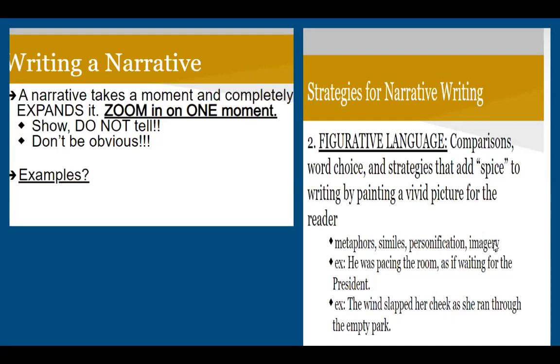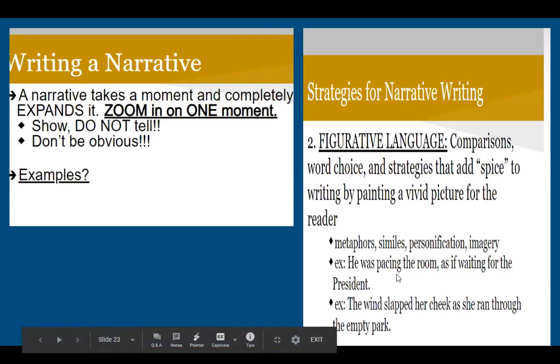And imagery, I've already explained to you that there are 5 sensory perceptions, images through our nose, eyes, skin, hands, feelings, and all that. That makes up imagery. Like he was pacing the room. What is pacing? He was waiting for the president. Pacing? It was not walking, it was pacing. The wind slapped her cheek.